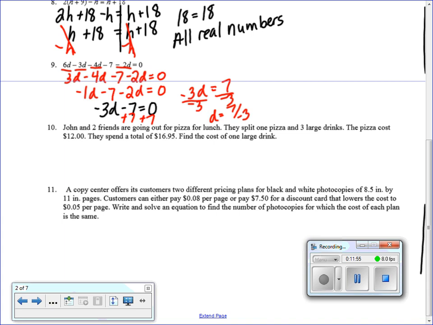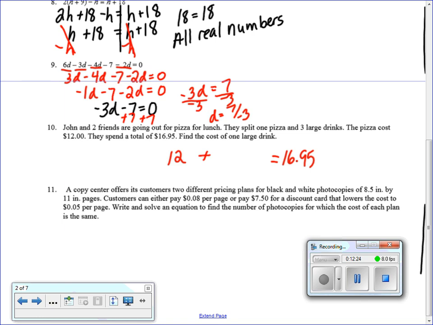Okay, so here's what we know. John and 2 friends are going out for pizza, so there's 3 of them. They split 1 pizza, so they've bought 1 pizza total, and we know the cost of that pizza is $12. They spend a total of $16.95, so their total cost is $16.95. And we're trying to find the cost of 1 large drink. Well, we know that they bought 3 large drinks, and they each bought 1.